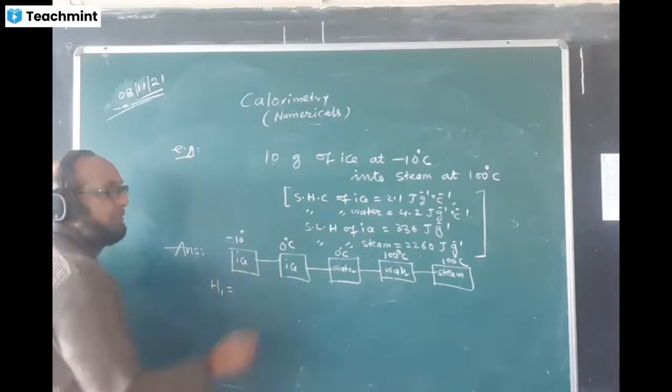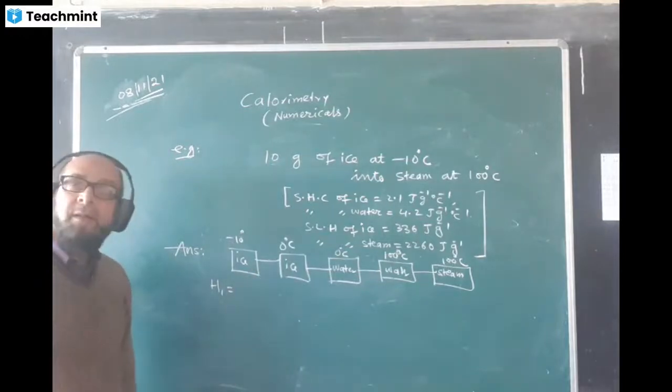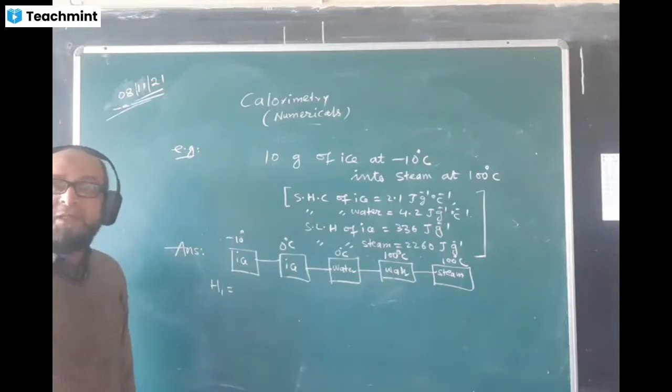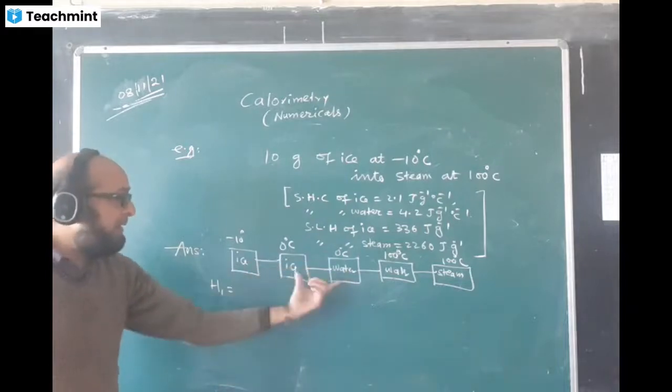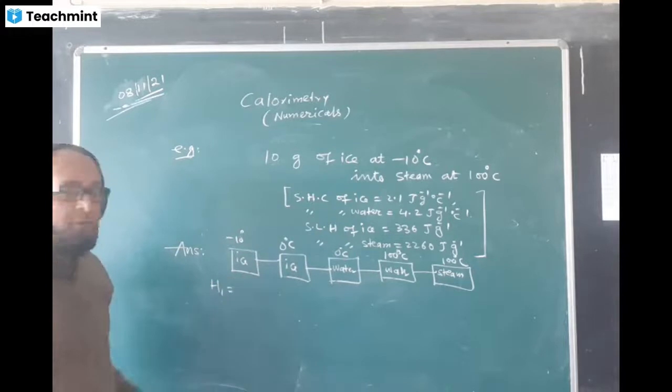H1, which formula to use? MC theta or ML? ML will be used at the melting point and the boiling point only, when change of state is taking place. Ice is changing into water in this part, there you have to use ML. Here you see temperature is only changing, so MC theta.